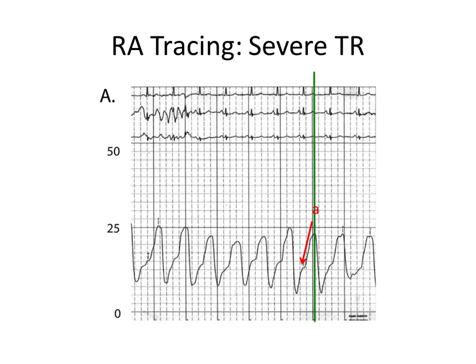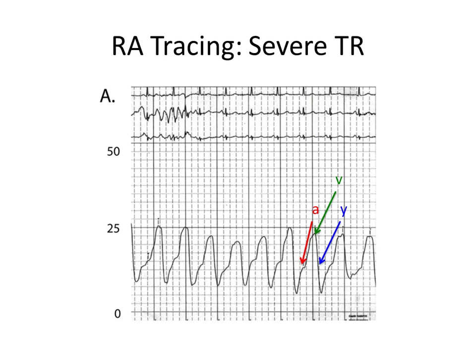And if you notice, there isn't an X descent after here, and you have pretty immediate regurgitation into the atria, leading to a prominent V wave. So you can see a really tall V wave in comparison to the previous one. And then if you look at the Y descent, you get a really rapid Y descent. You have a lot of volume of blood that moves, and so you have a big pressure change there.